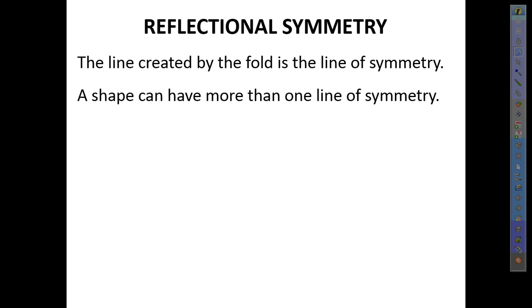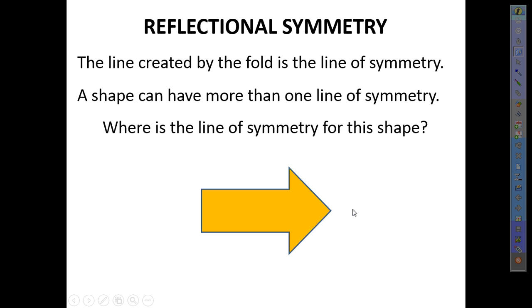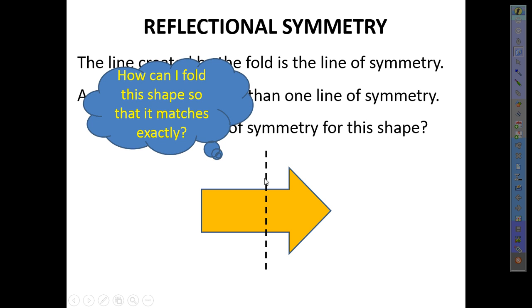So a line created by the fold is the line of symmetry. A shape can have more than one line of symmetry. Where is the line of symmetry for this shape? So if we wanted to fold this shape in half and have it be the same on both sides, where would we have to fold it? If I folded it right here, I'd have like a square on this side, but I'd have an arrow on this side. It wouldn't be the same. If I were to fold it a long ways, see here, it doesn't work.